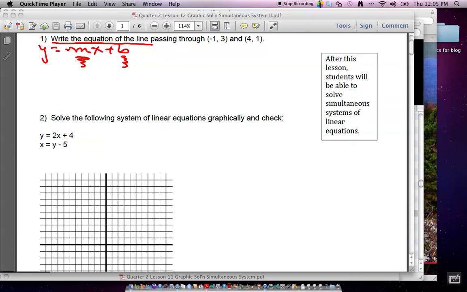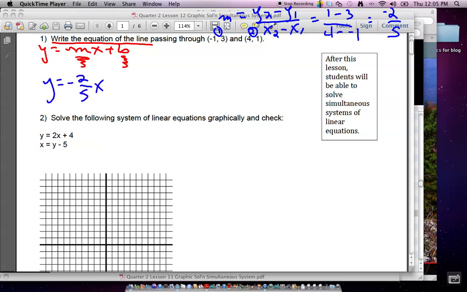You could do rise over run, you could plot the points, but you figured out already. I kind of like this formula. I'll call that point 2 and that point 1. So I'm going to get 1 minus 3 over 4 minus negative 1. So that's going to be negative 2 over 5. So my slope is negative 2/5. So y equals negative 2/5 x plus b. All right? Everybody get that far? Good. Everybody get a slope of negative 2/5? Good. All right, so now we got to go back and get b.